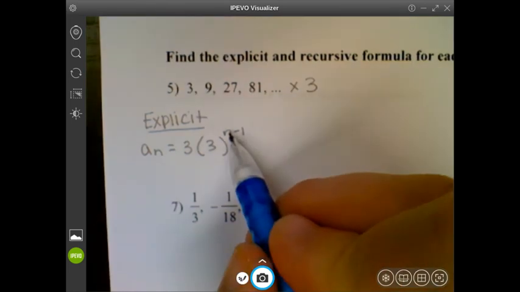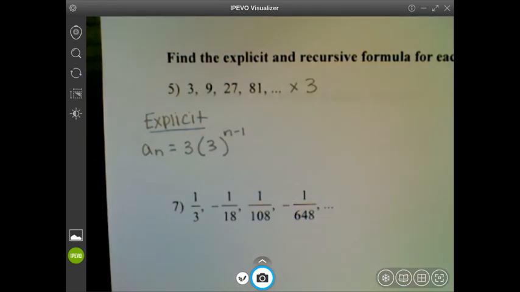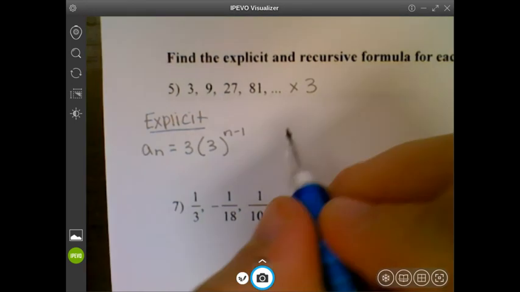So if you wanted the 30th term, you just plug in 30, and you could just calculate it. Bam, there's your 30th term.